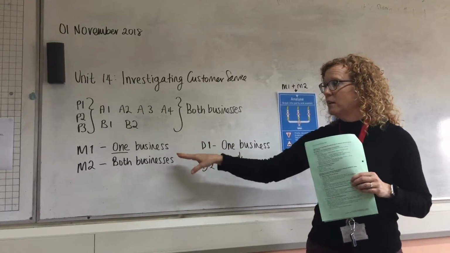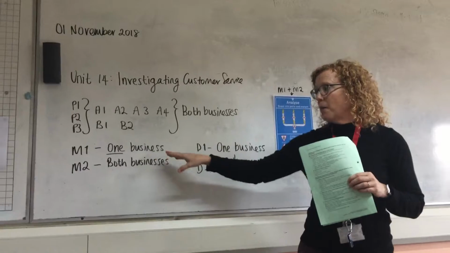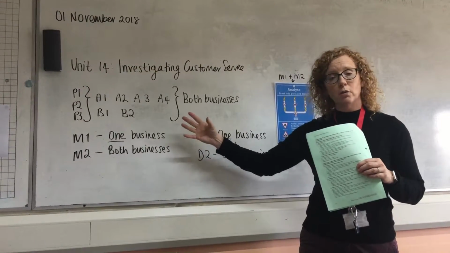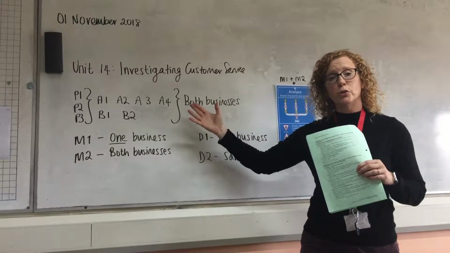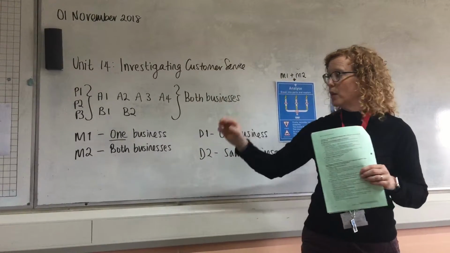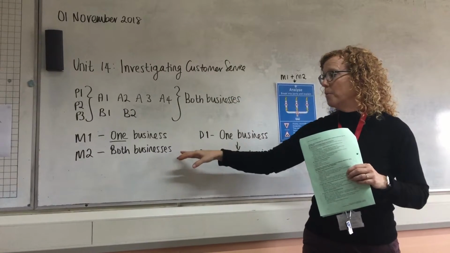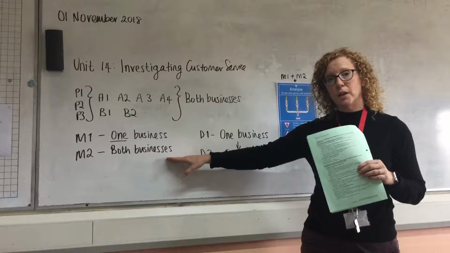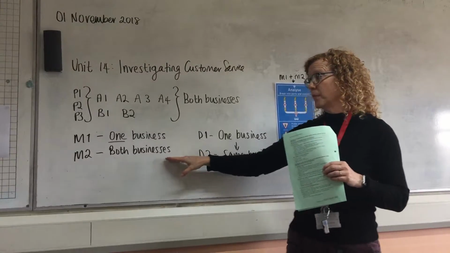When you come to doing the merits, the merit 1 is for one selected business. So you only have to choose one. For example, you might want to choose Richard Taunton's college, or you might want to choose the Greenview Care Home, or one of your own. But the merit 2 is both contrasting companies again.